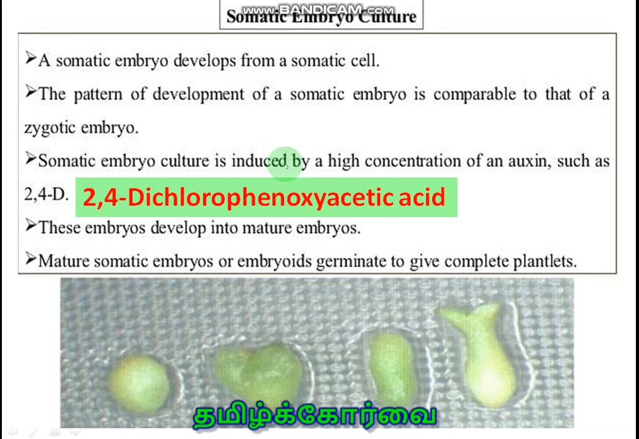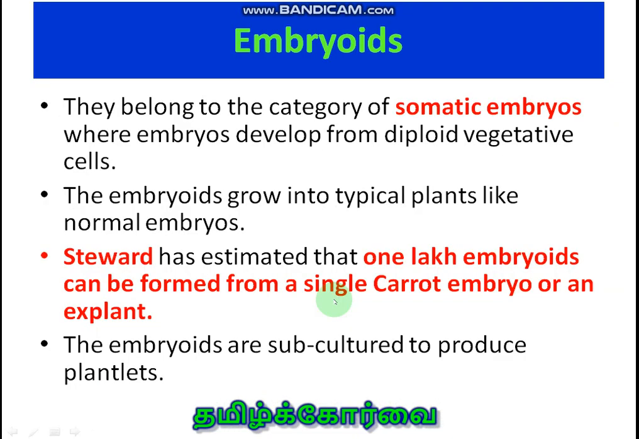Somatic embryo culture is induced by a high concentration of auxin such as 2,4-D. The expansion of 2,4-D is dichlorophenoxyacetic acid. These embryos develop into mature embryos. Mature somatic embryos or embryoids germinate to give a complete plantlet. You see, these somatic embryos give the appearance of actual embryos. Embryoids belong to the category of somatic embryos, where embryos develop from diploid vegetative cells. Right? The embryoids grow into a typical plant like normal embryos.